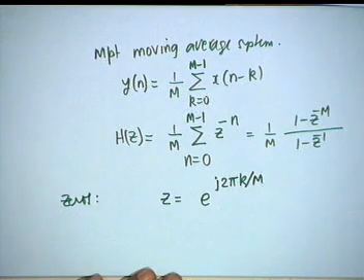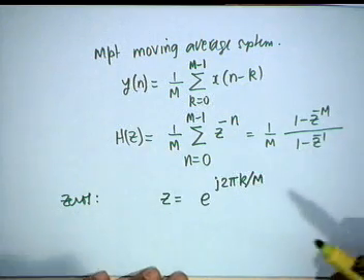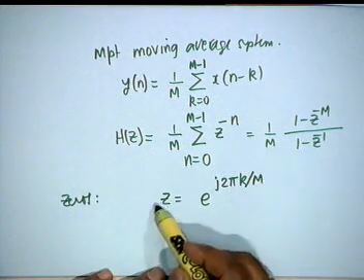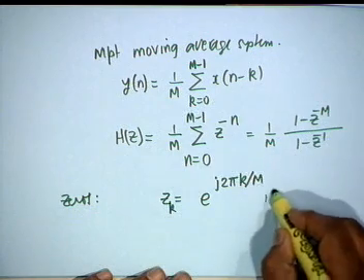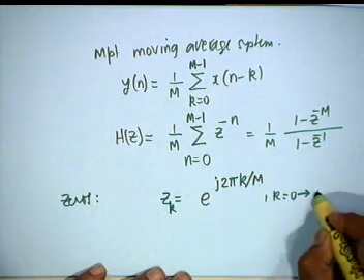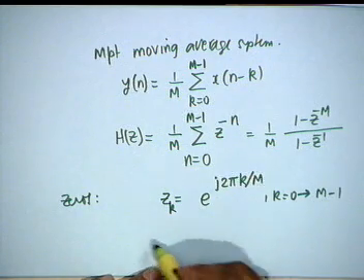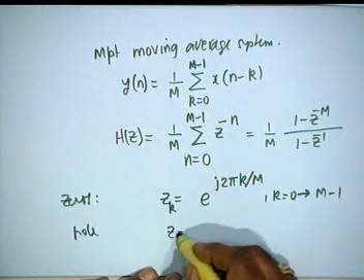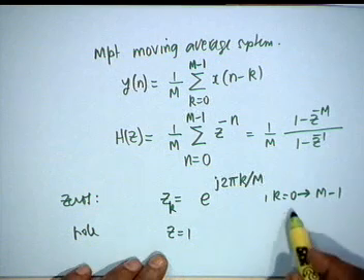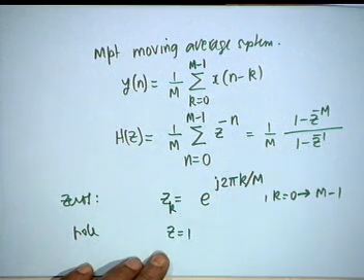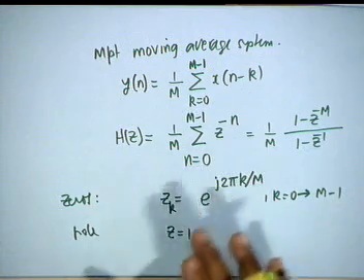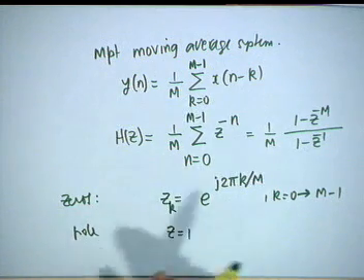Agreed? z to the m is equal to 1, and 1 is e to the j 2 pi k. So, these are the zeros z k, k equal to 0 to m minus 1. The pole: just one pole at z equal to 1, and you notice that k equal to 0 gives z equal to 1. So, there is a pole-zero cancellation and the system is still FIR.